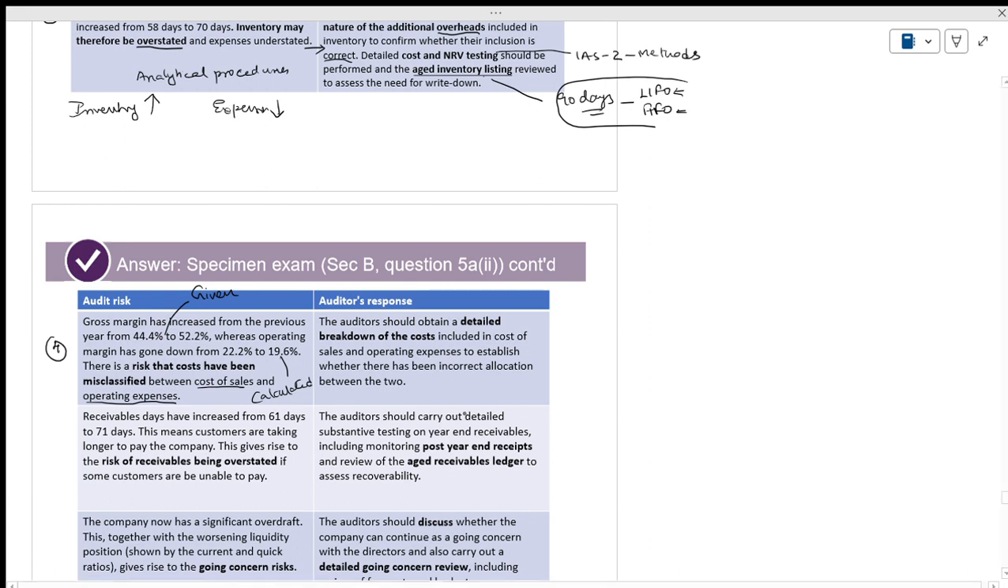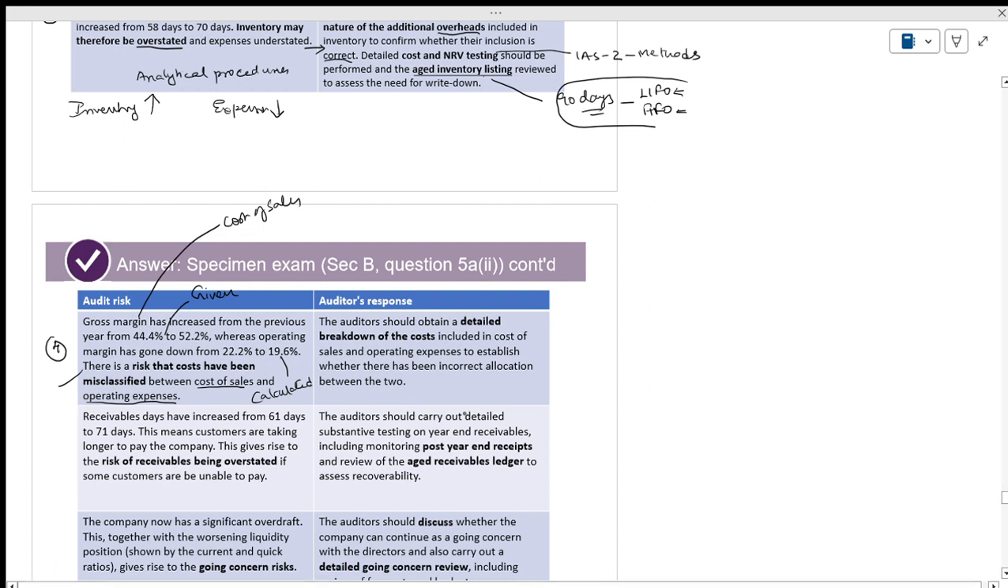When you are talking about gross profit, we will have cost of sales. In operating profit, we will have operating expenses. This is the difference. We should know whether there are any miscalculations with respect to gross profit, and there should not be that much difference. The moment there is a difference, there is a suspicion. That is the risk we are going to identify.